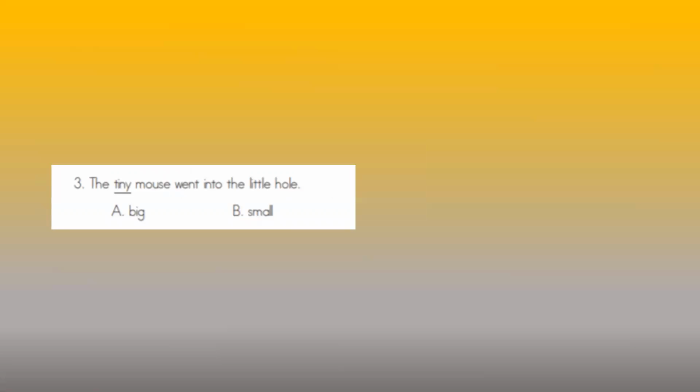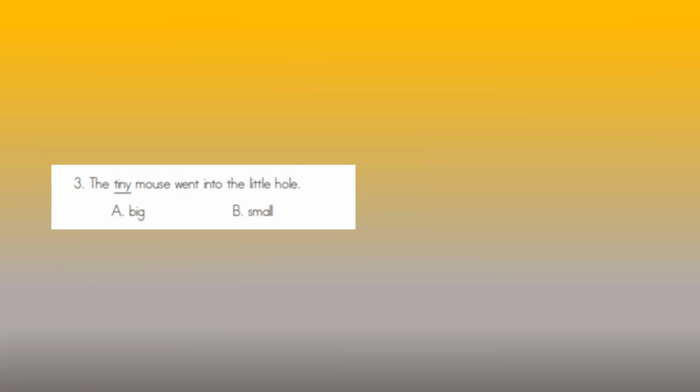Number 3, the tiny mouse went into the little hole. The underlined word tiny is our unknown word. Which clues in the sentence give us help? I see mouse. I bet that's important. And I see little hole. I bet that's important too. Let's try it with A, big in the sentence. The big mouse went into the little hole.